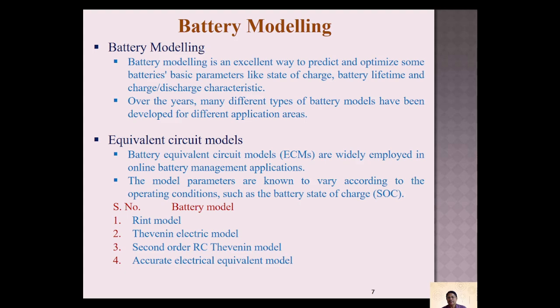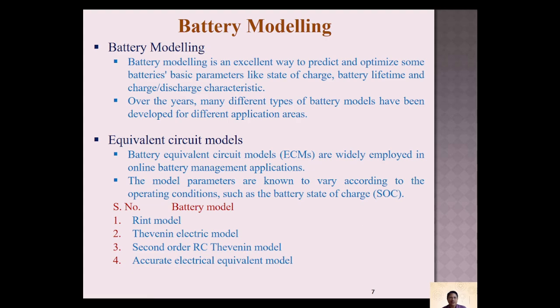Battery modeling requires addressing the particular application, whether it requires high voltage, high amps, or more power. We can model it by connecting cells in series or in parallel. Equivalent circuit models, ECMs, are widely employed in online battery management applications. The model parameters are known to vary according to operating conditions such as the battery state of charge, SOC.